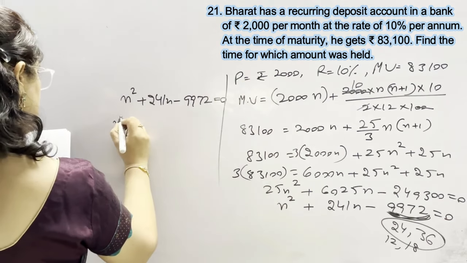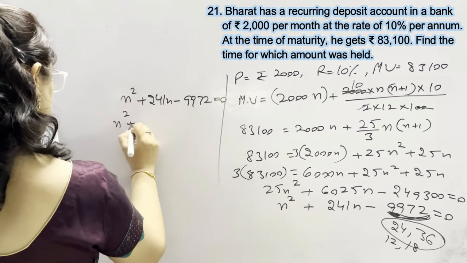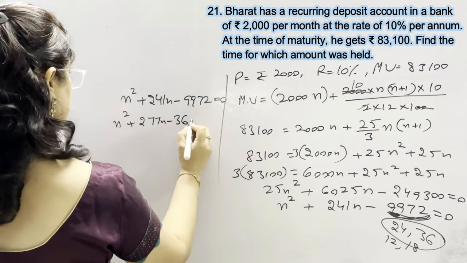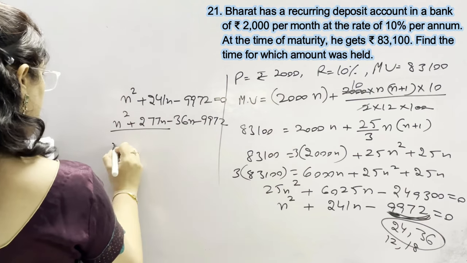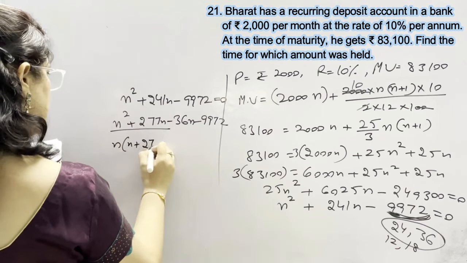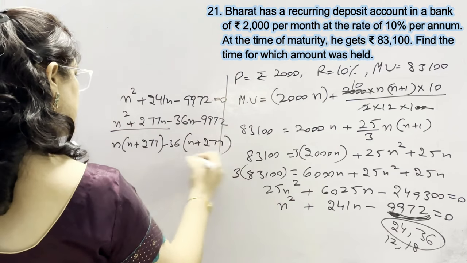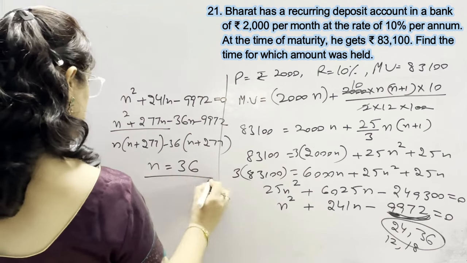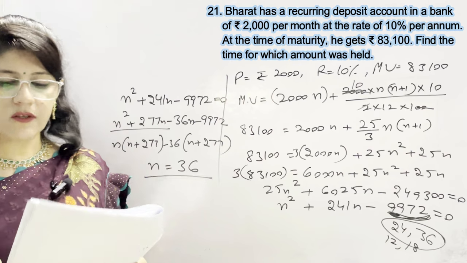Now making its factors and splitting its middle term, so N square plus 277N minus 36N minus 9972. N common, N plus 277, minus 36 common, N plus 277. Ignoring the negative value, we can take N is equal to 36 here. So time is 36 months.